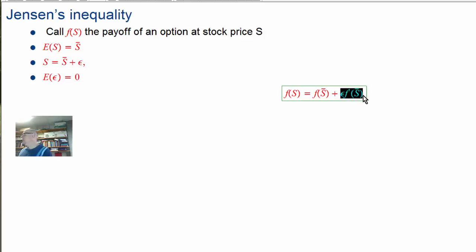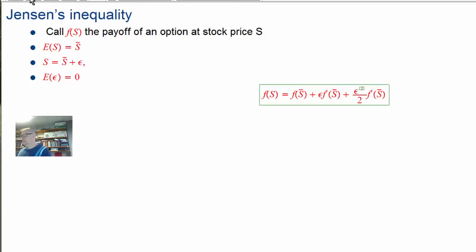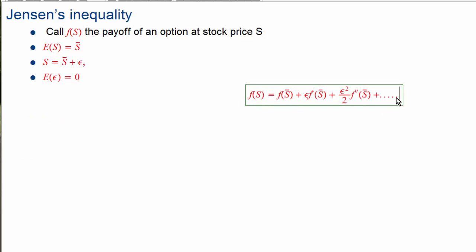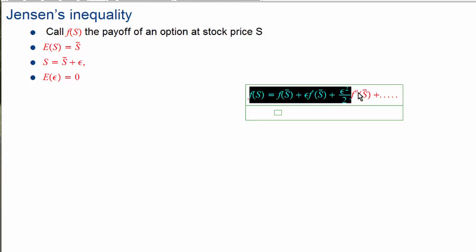And now I need the second derivative. Well, no, I need half of the second derivative. So that's going to be epsilon squared, and this will be f double prime. And then what's the rest of it? Well, there's third order and higher, so I'm just going to go dot, dot, dot. So now I've expressed the payoff function as a Taylor expansion. The next thing I'm going to do is take the expected value of both sides.